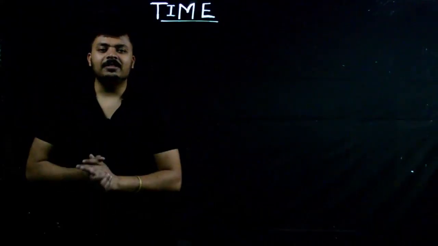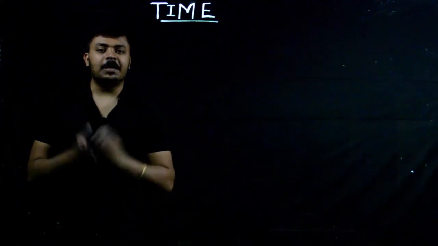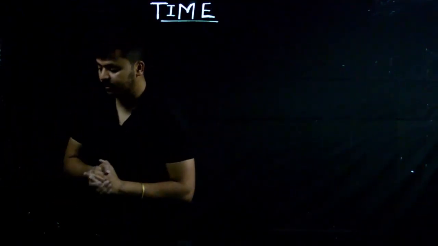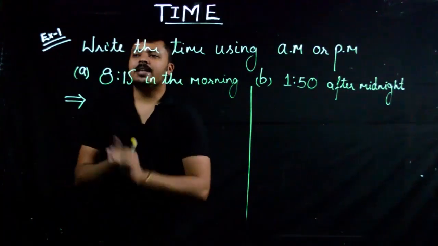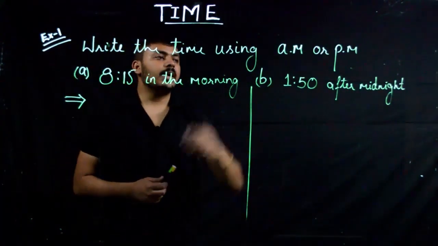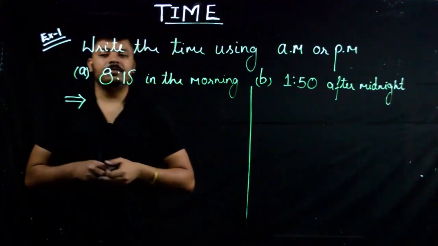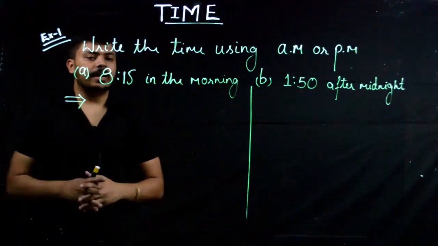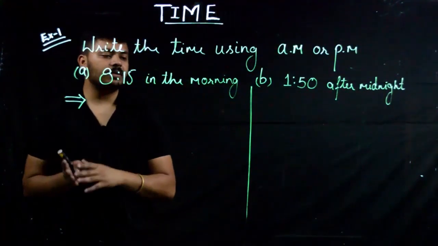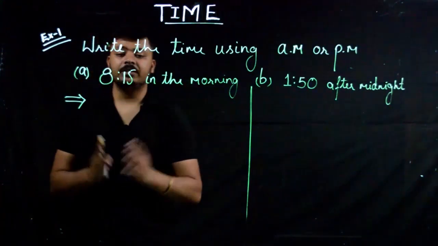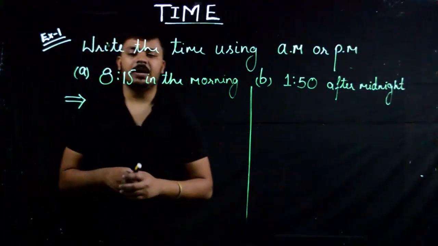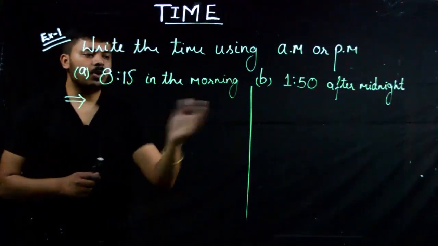So hello students, let's start a new chapter, chapter number 13, time. So let's start with our first example. Example number 1. Write the time using AM or PM. Here we are given the time and we have mentioned whether it is morning, evening or midnight. So we have to mention whether it would be AM or PM. Let's see our A part. It is 8:15 in the morning.